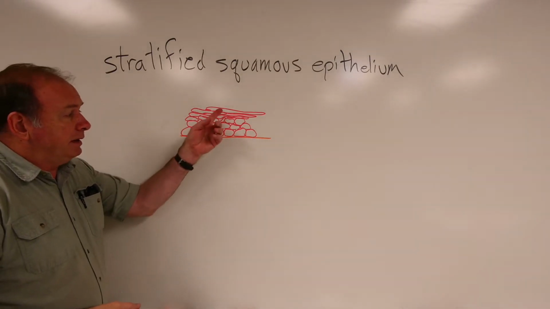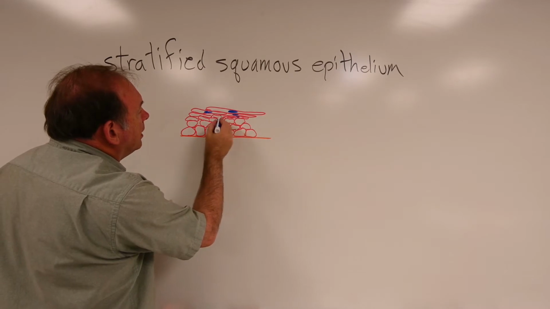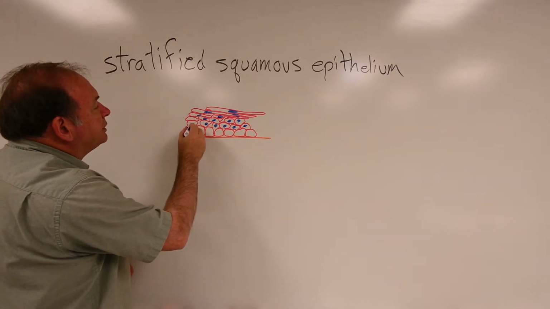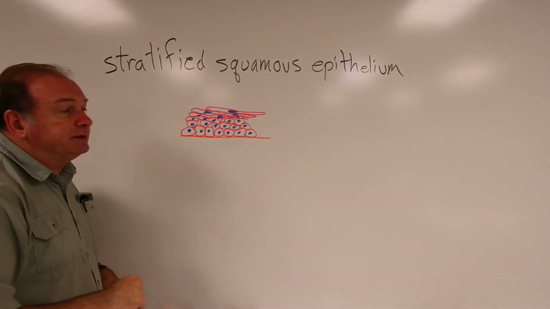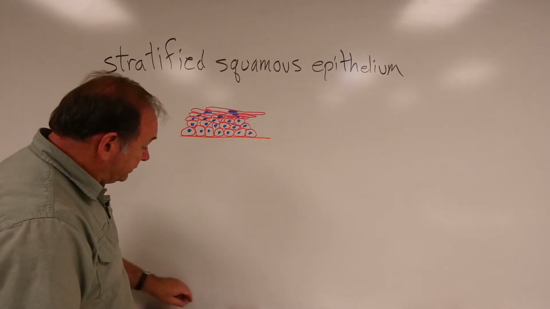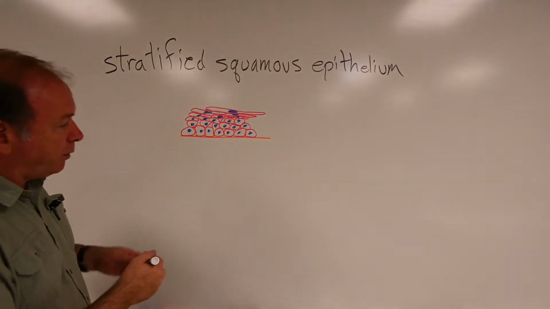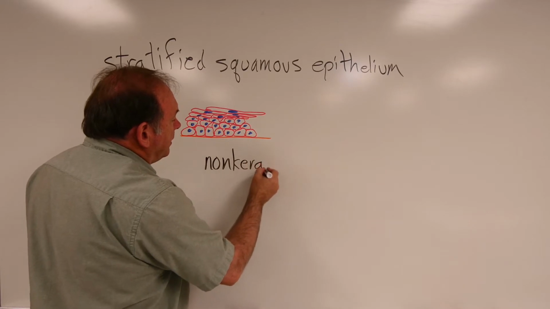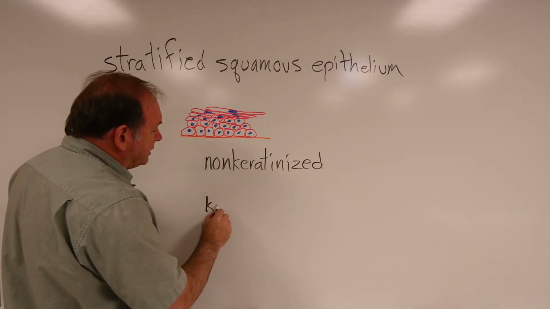So as long as we have flattened cells on the surface, this is going to be a squamous type of epithelium. Again, we have a basement membrane down below, we have a free surface above, and then our layers are stacked between the basement membrane and this free surface we have here. Now, stratified squamous epithelium can occur in two different forms. Non-keratinized or keratinized.